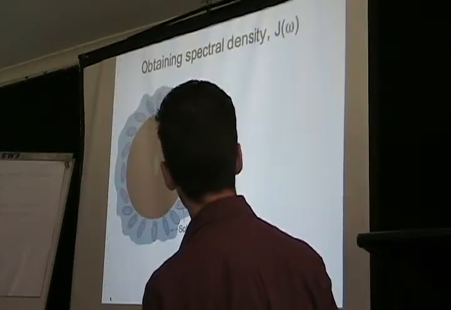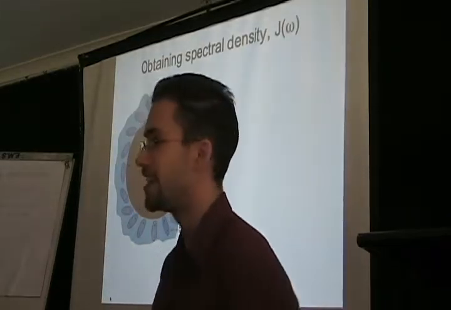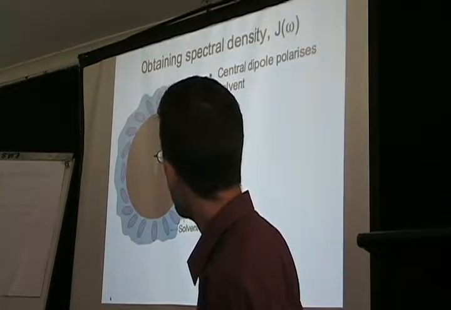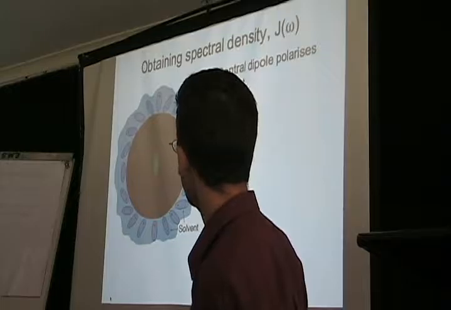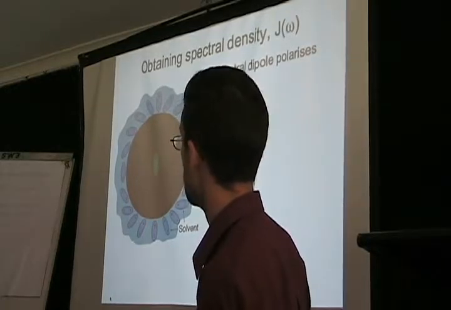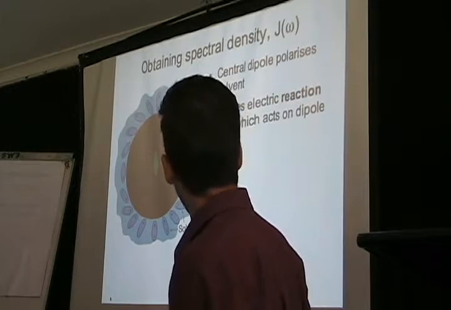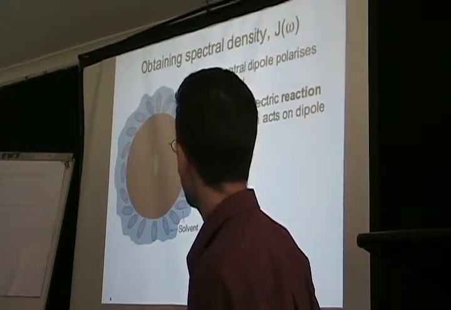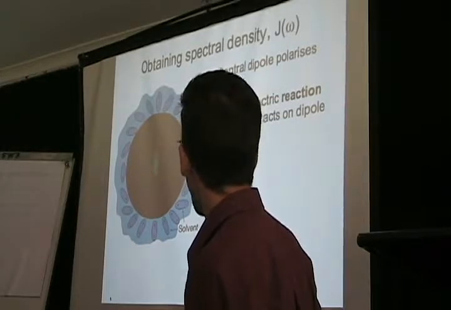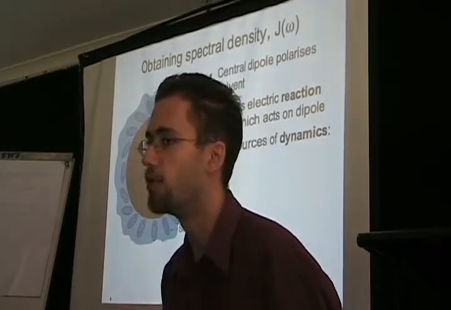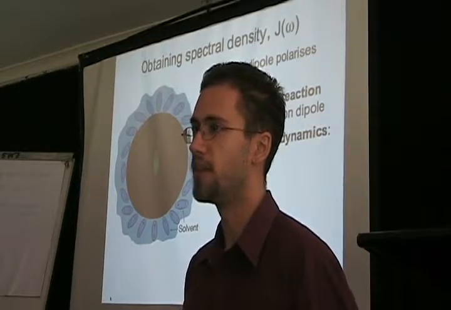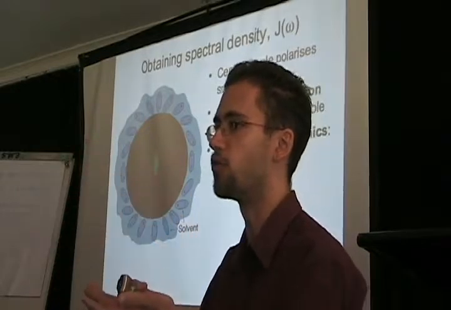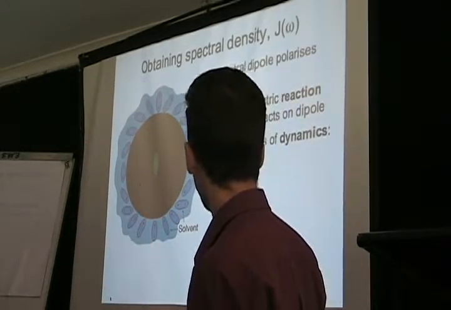So to obtain the spectral density, the key physics is that the central dipole here is going to polarize your solvent. It's going to line up those solvent dipoles and indeed the protein dipoles as well. And this causes a reaction field, an electric field running positive to negative that runs through the dipole and is going to align the dipole with the electric field and stabilize the system. And this is why things dissolve in the first place. It's favourable to line up your solvent around your chromophore.